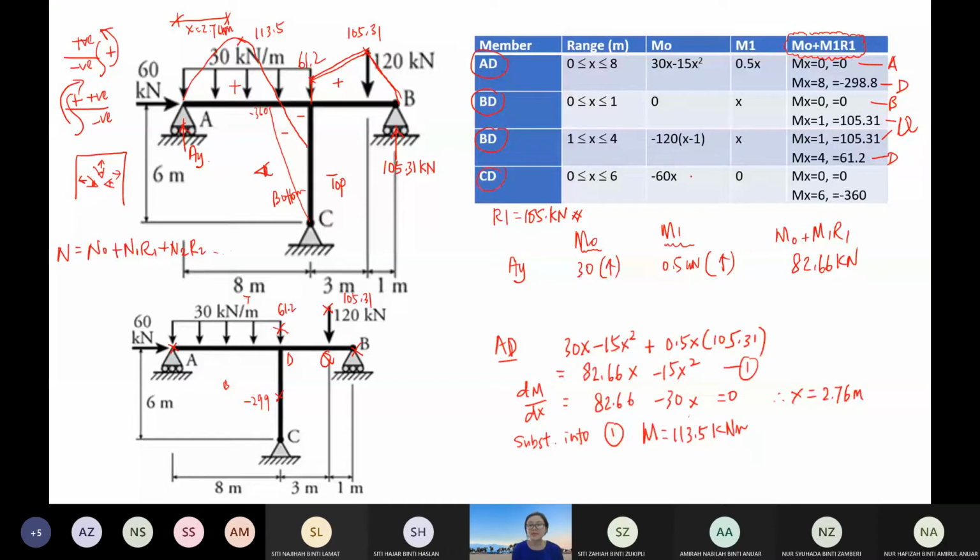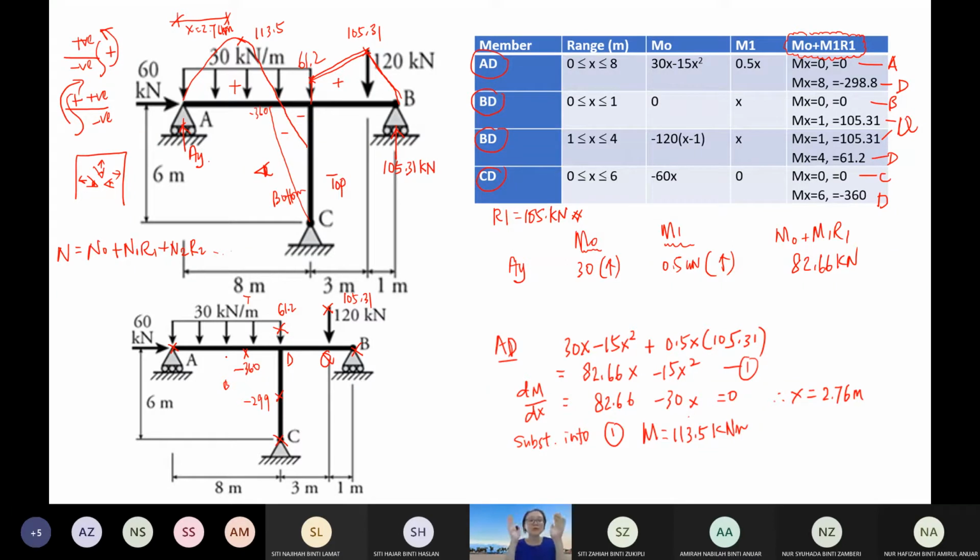Next, on CD. x equals 0 is at C, and x equals 6 is at D. So now at C we have 0 volts, and at D we have a negative sign, negative 360. So negative will be at the bottom of these elements, negative 360.